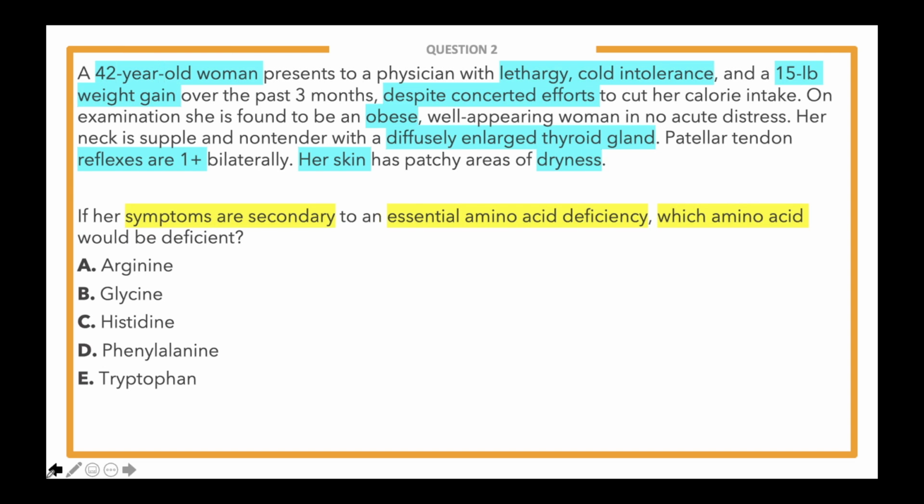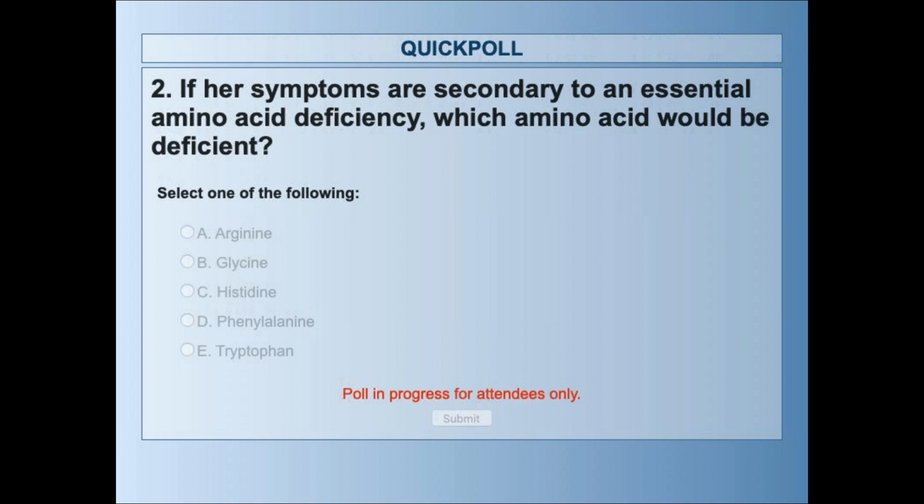So once again, I'm going to go ahead and start at the bottom and work our way up to the top. This way it ensures that you get through all the answer choices and you have a clear thought process. Answer choice E, tryptophan. D, phenylalanine. C, histidine. B, glycine. And A, arginine. So we're going to go ahead and open up that poll. Select the answer choice you think is most correct, and we'll talk about it in just a few seconds.